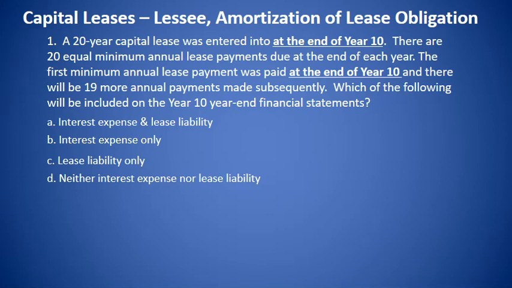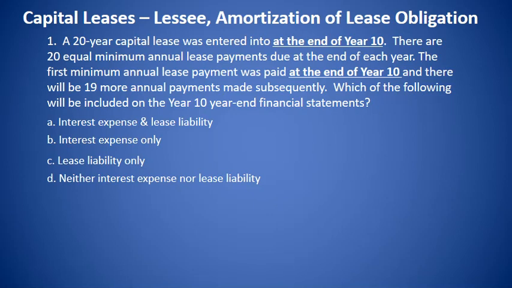A 20-year capital lease was entered into at the end of year number 10. At the end of year number 10, there are 20 equal minimum annual lease payments due at the end of each year. The first minimum annual lease payment was paid at the end of year 10, and there will be 19 more annual payments subsequently. Which of the following will be included on the year 10 year-end financial statement?